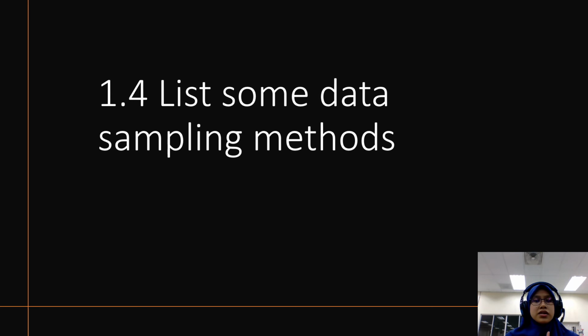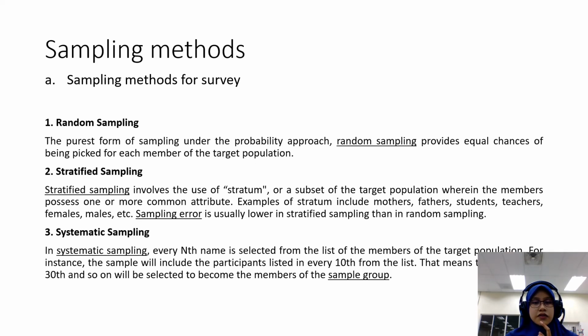Okay, for the data sampling methods, there are a few. For example, there are methods for survey and methods for experimental. For survey, we have a few types which are random, stratified, and systematic sampling. Random sampling, the purest form of sampling under the probability approach, provides equal chances of being picked for each member of the target population.